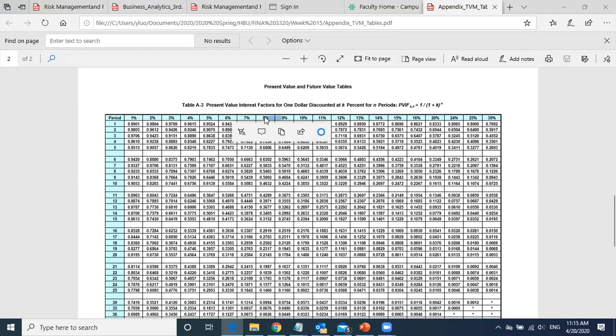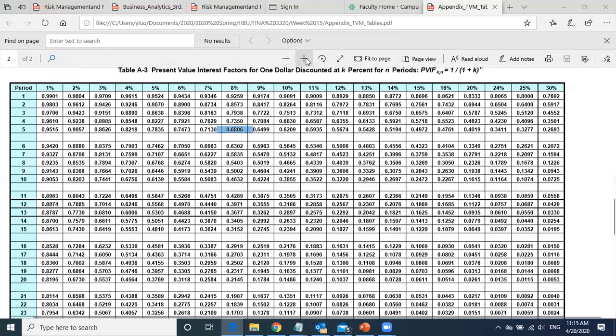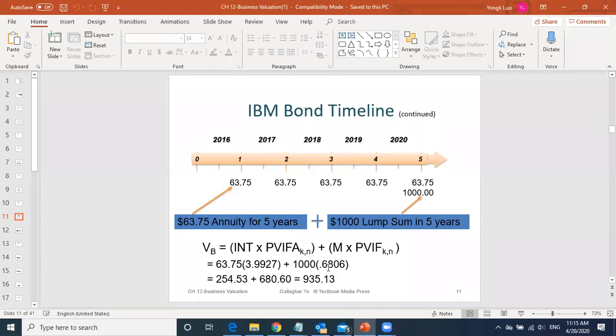8%, 5 years. You look at 8% and go all the way down to 5 years. I want to make it bigger so you can see. 8%, 5 years, 0.6806. That number, 0.6806, is multiplied by 1,000. That 1,000 is your future value or par value. So you take this 1,000 times the factor you got from table A3.